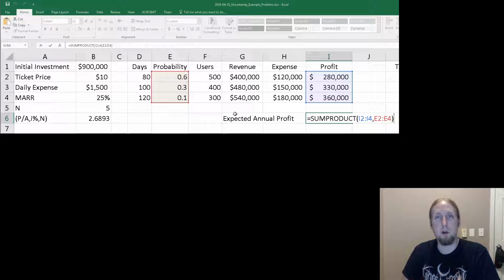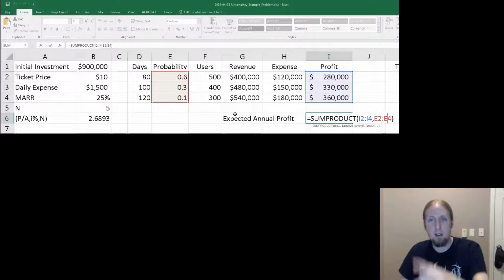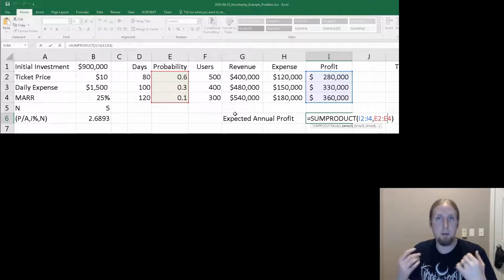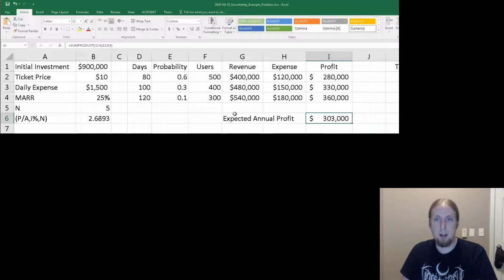I'm using a formula in Excel called sum product that does basically exactly what it sounds like. It's going to take the product of two different columns or rows, depending on how you specify it. In this case, the column of profits and the column for their probabilities. It'll take the product of those cell by cell, so the vectors have to be the same length, and then it'll add them up, take the sum. That allows me to calculate an expected annual profit of $303,000.